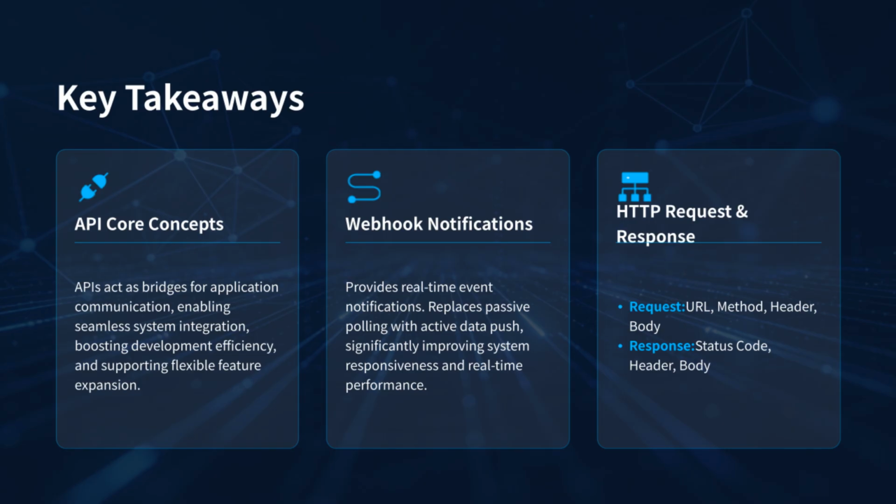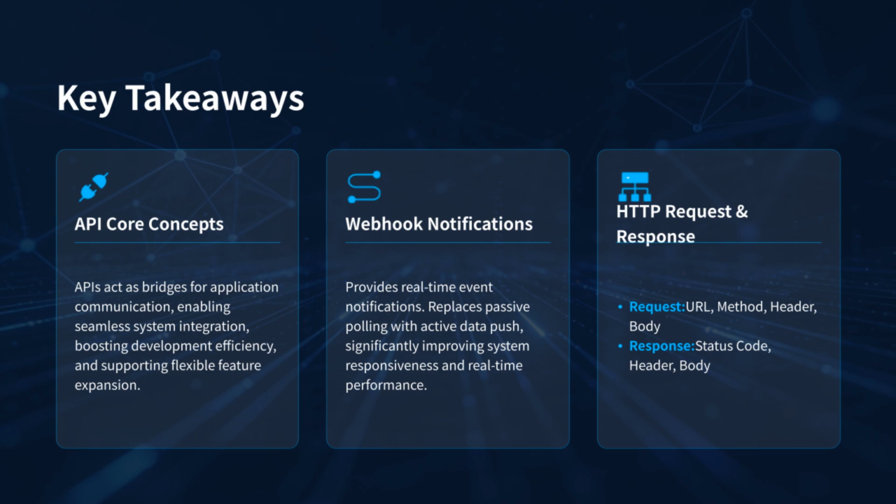Key takeaways. Let's wrap up with our 3 key takeaways, essential points to remember from this tutorial. APIs are the messengers between apps. They enable systems to integrate, save time, and maintain flexibility. HTTP requests and responses are the language of APIs and webhooks. Requests consist of a URL, method, header, and body, while responses include a status code, header, and body. Webhooks are real-time event notifications. They facilitate active data push, making your automations fast and efficient, no more polling.